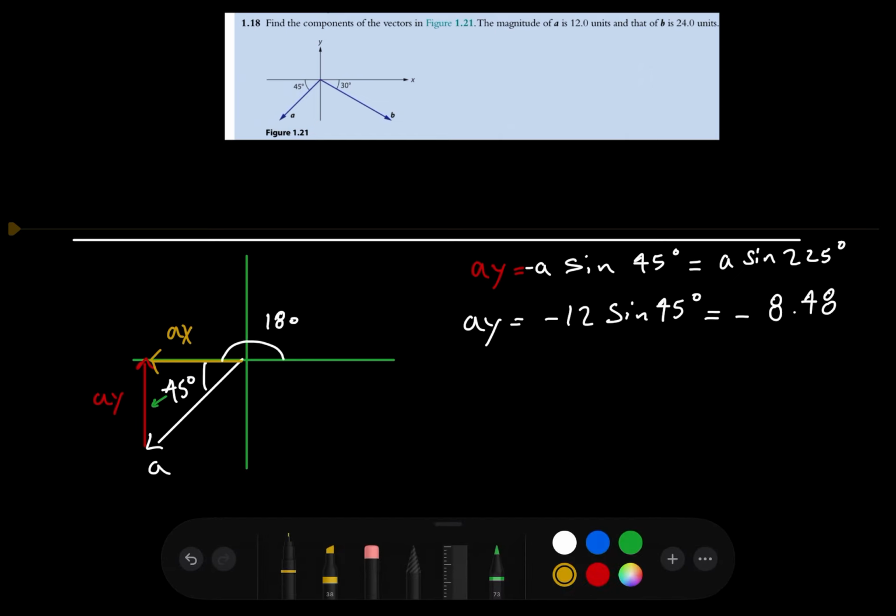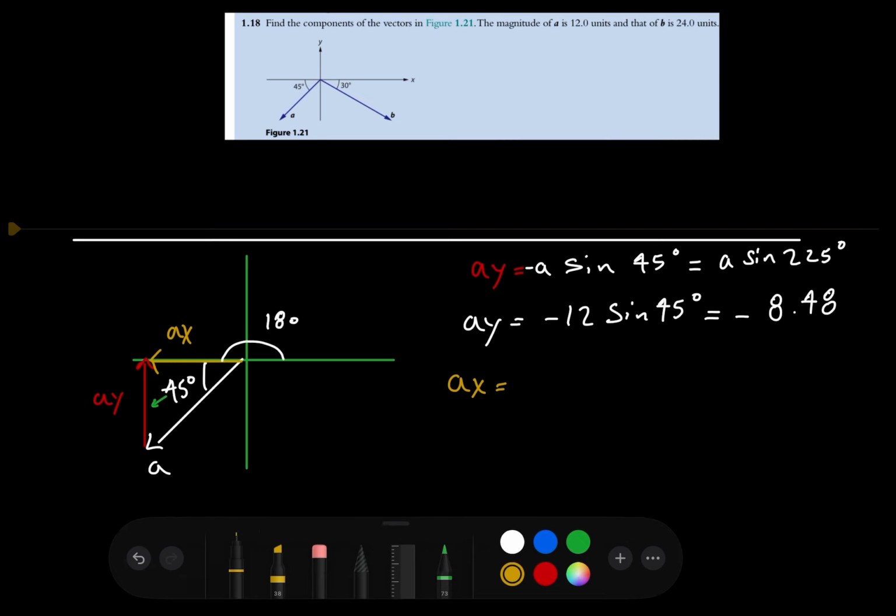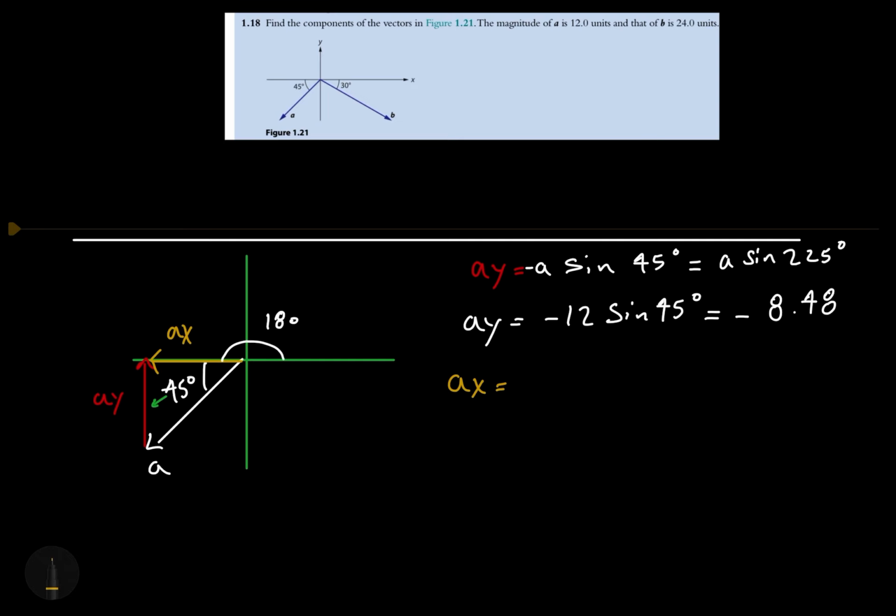Let's take a look at AX now. AX is the side that's adjacent to the 45 degree angle. But the value of the x-component in that direction is still negative. So you have to say negative A times cosine of 45 degrees. That's technically going to be equal to negative 12 times cosine of 45 degrees. So AX is equal to, again, negative 8.48, which I'm going to round up to negative 8.49.